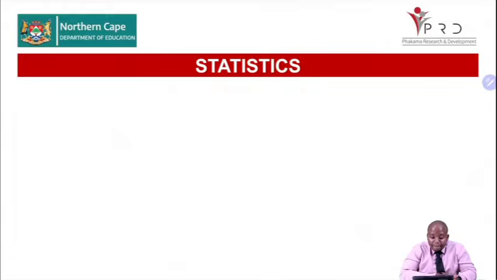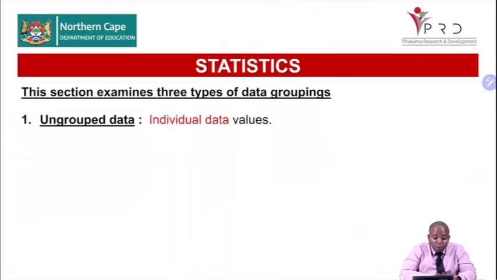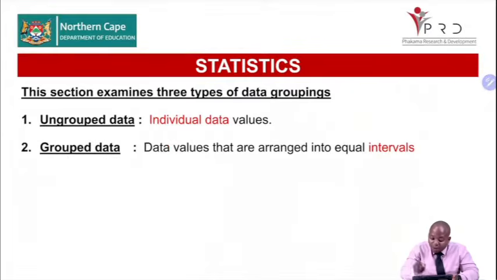Now, for statistics, you must remember that this section in an examination examines 3 types of data groupings. We are going to look at ungrouped data, where we are focusing on individual data values. Here, we are just going to look at points like 5, 6, 8, 20, proceeding in that order.